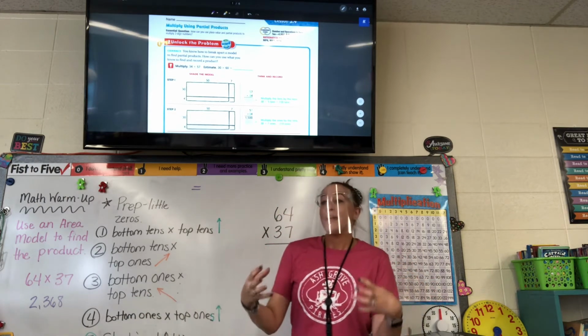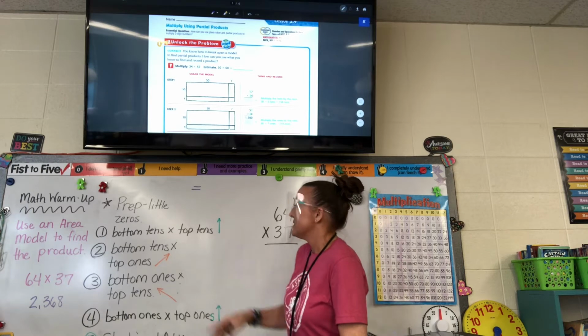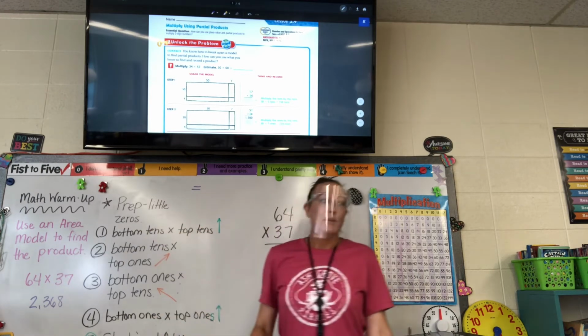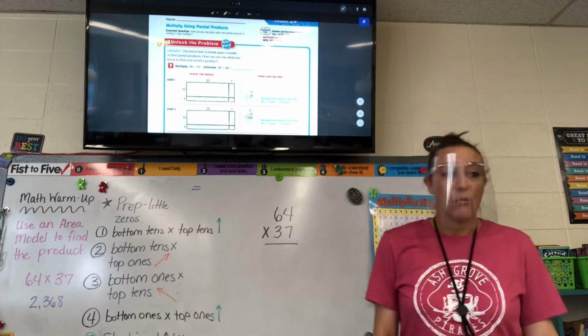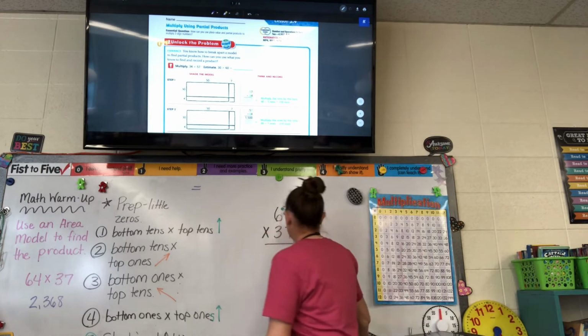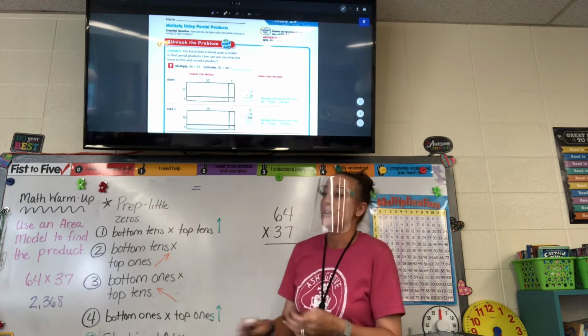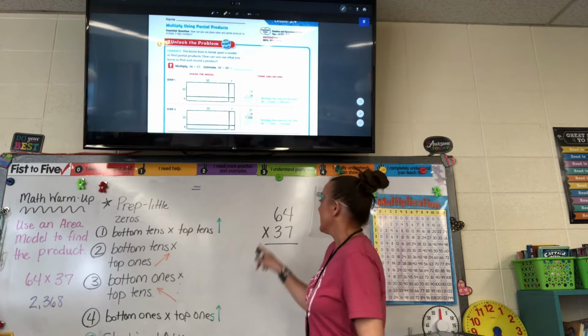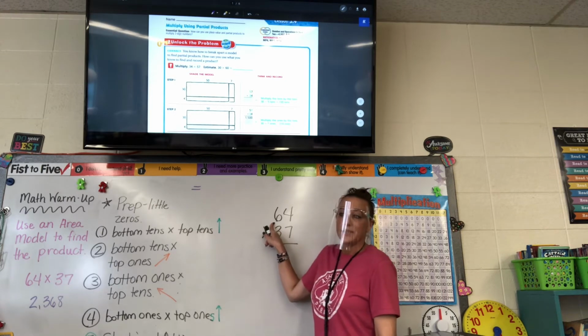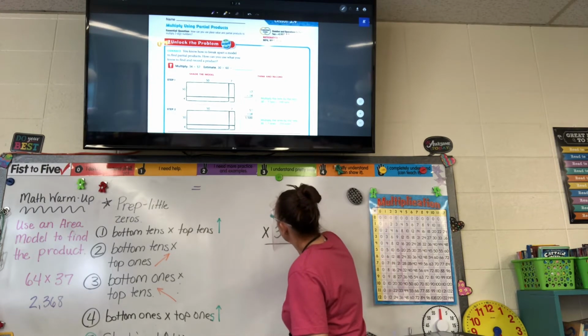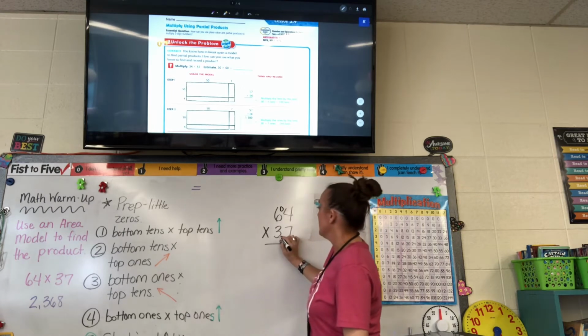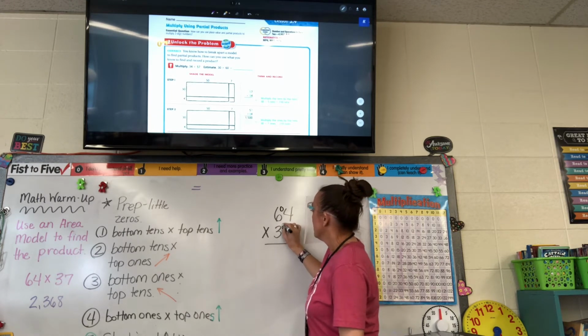So our prep work, prep stands for preparation. What we have to do to get ready is add little zeros. Remember when we did this with partial products before? We added little zeros to our numbers that are in the tens place, right? Because this isn't really a 6. What is it? 60. And this isn't really a 3, is it? No, it's a 30.